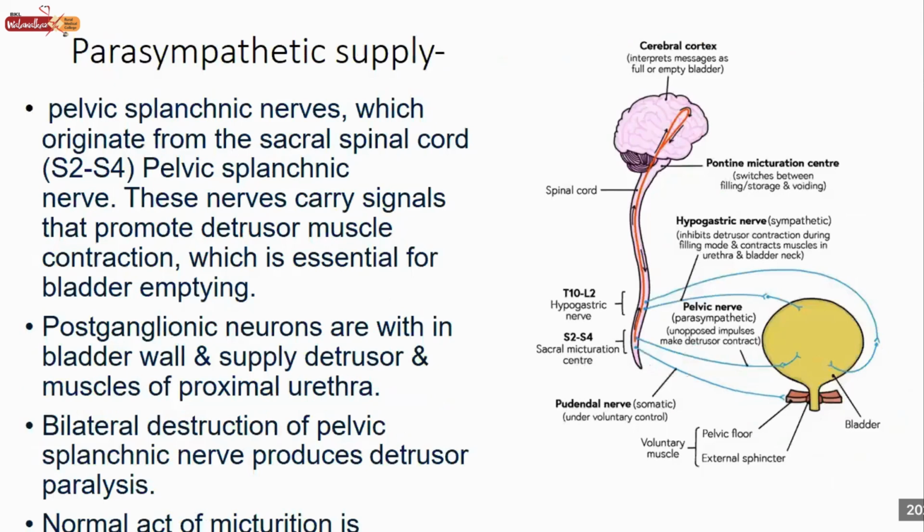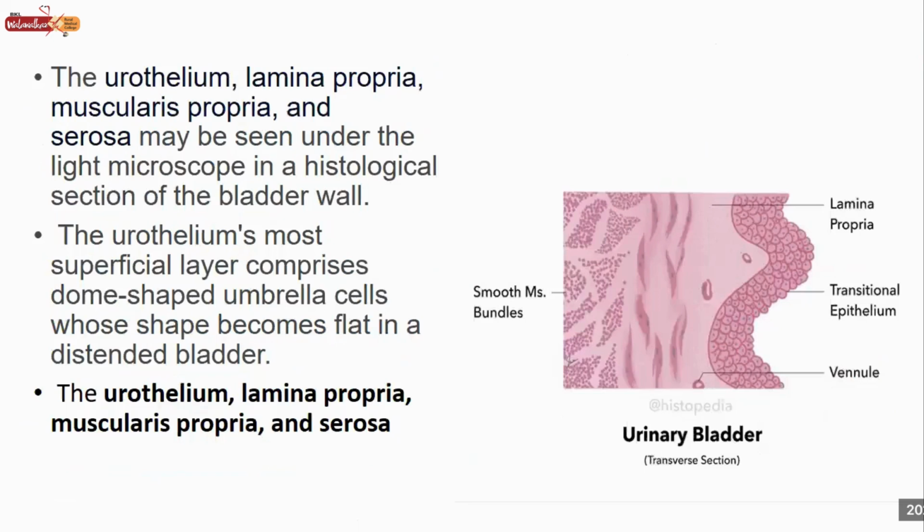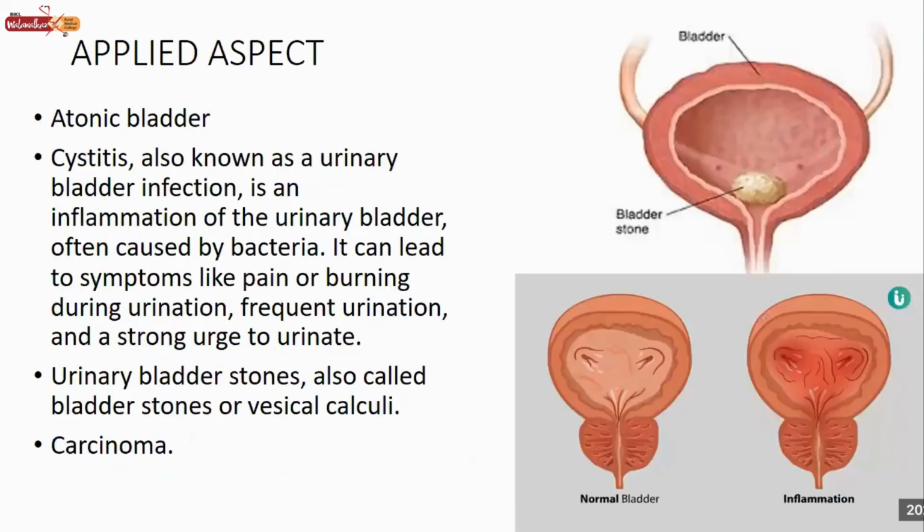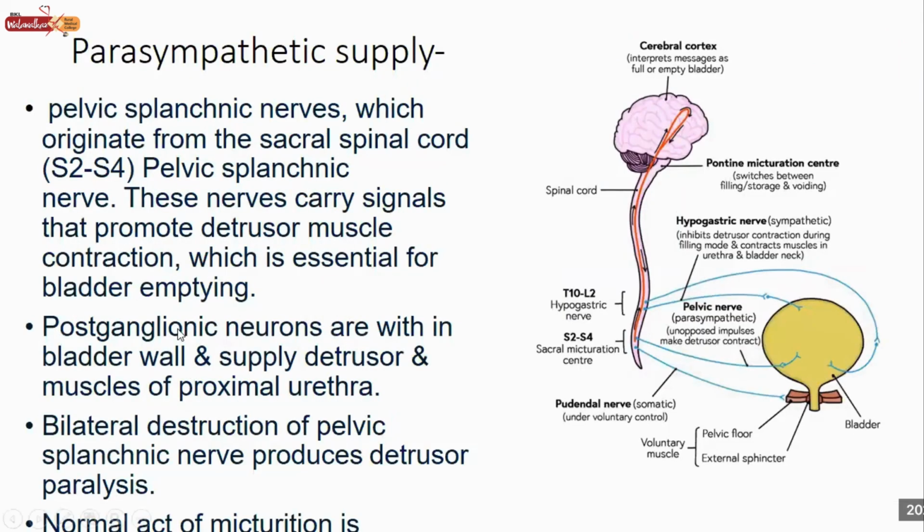Coming to the parasympathetic supply, the pelvic splanchnic nerves, which originate from S2 to S4, carry sensation from the detrusor muscle. These nerves also carry signals to promote the detrusor muscle to contract. So parasympathetic stimulation causes contraction, so it is the nerve to empty. Parasympathetic fibers are for emptying and sympathetic are for filling.